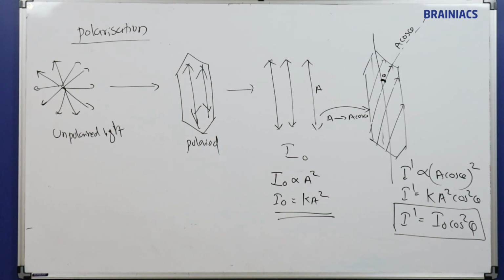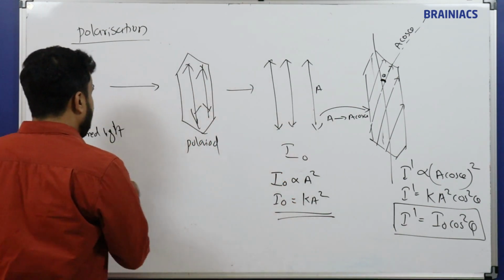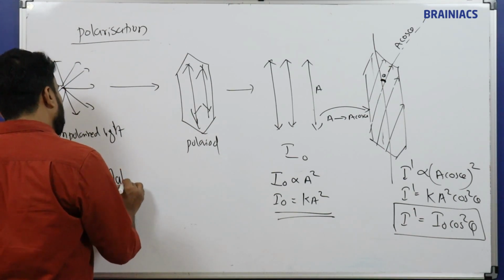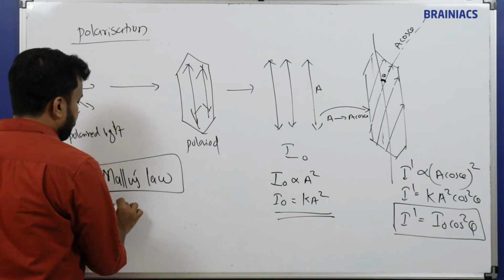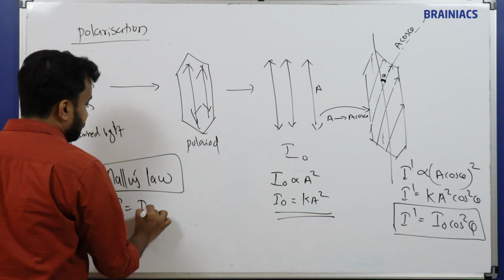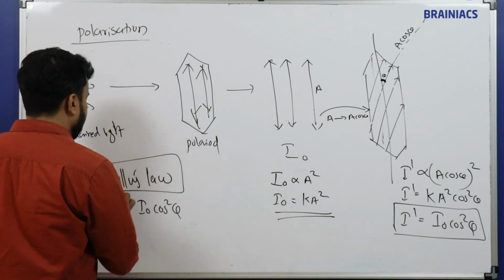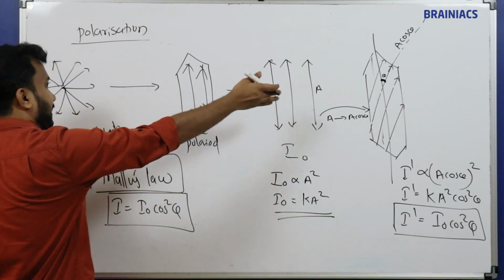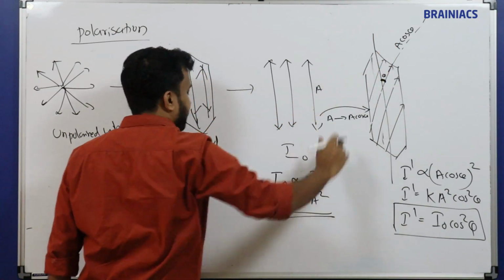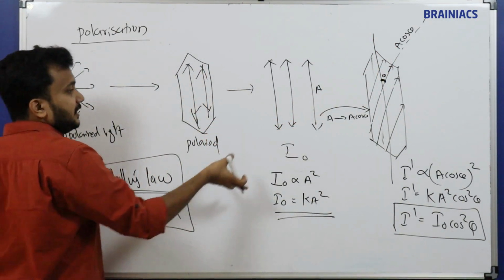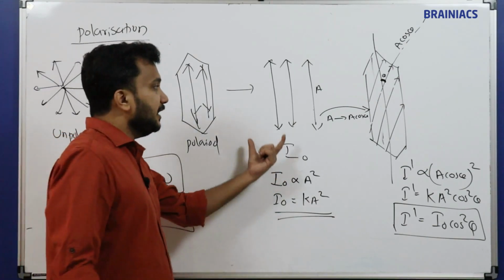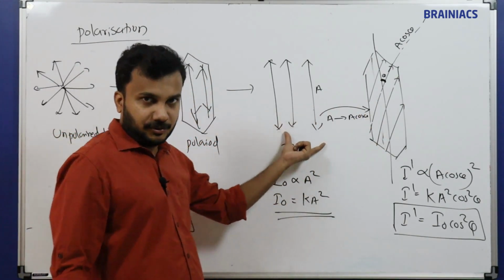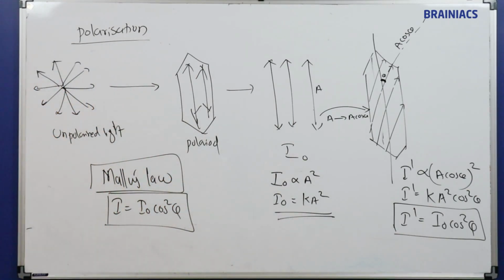This is one of the most famous laws, and this is called Malus law. So what is Malus law? I equal to I0 into cos square theta. Theta is the angle of the polarized line with the vertical. I0 is the intensity of the light which is coming to the Polaroid. Okay, fine.